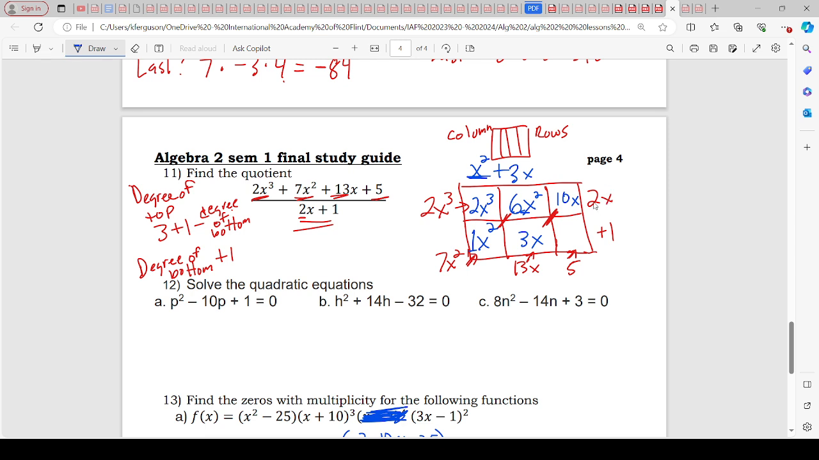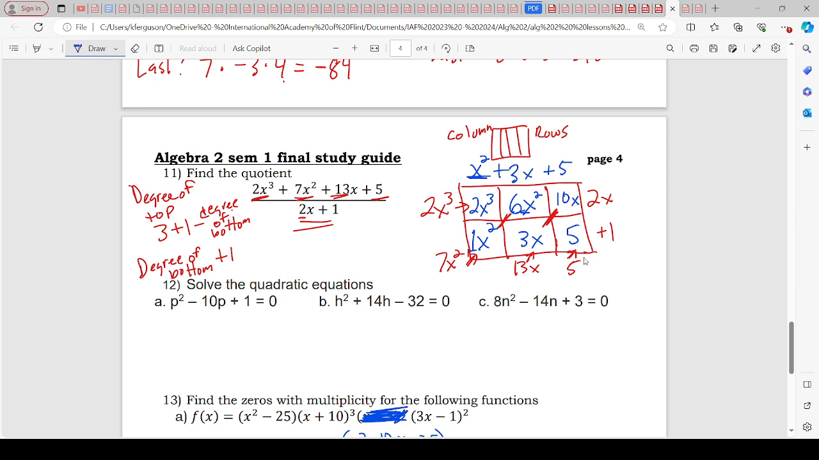Excellent. So now that I got 10x right here, I can figure out what goes up here. 2x times something gives me 10x. Well, I only got 1x. So like y'all said, it's positive 5. Now, honestly, right here, this last box, because it's just 5 pointing to this box, I know that 1 times some number gives me 5.